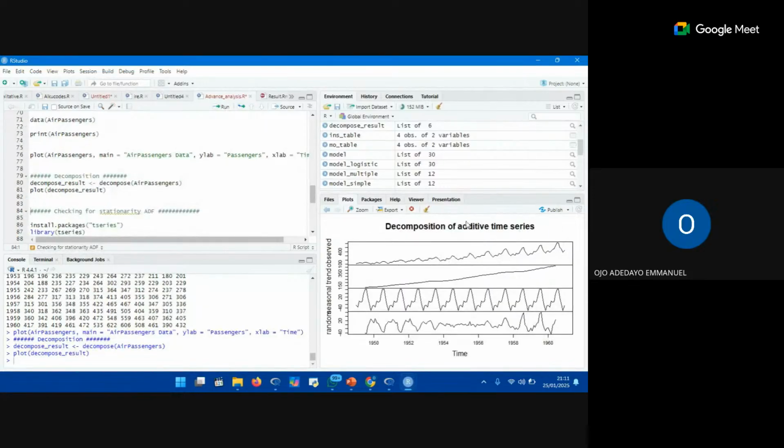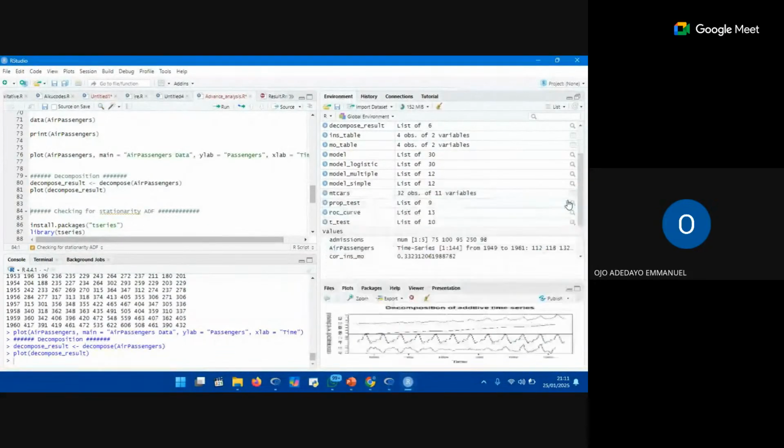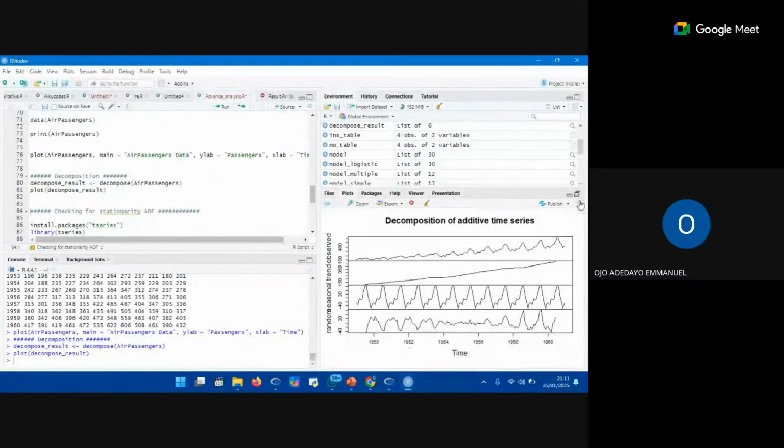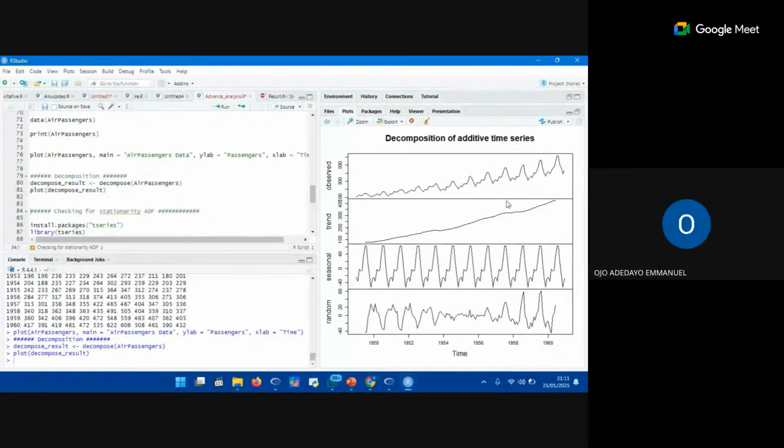Look at this decomposition. I want to zoom this. Oh, sorry. Okay, good. Look at this decomposition now. I was able to decompose it. Look at the trend. Look at the trend over the years. There is an increase in trend. Look at it. This is the trend. Then look at the initial observation that we plotted. Then we have the trend.